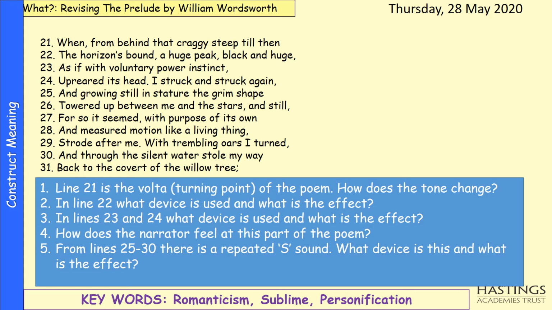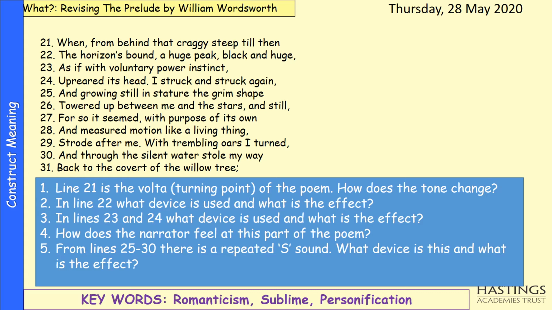Okay, so for question 1, we've got line 21 is the volta, the turning point of the poem. How does the tone change? So here the tone becomes a lot more sinister and dark and sort of threatening. So beforehand we had all this imagery of nature being quite beautiful with words like glittering, sparkling, light, it was like a swan. Some really beautiful imagery of nature, and that all changes now. And the imagery becomes a lot darker, a lot more threatening.